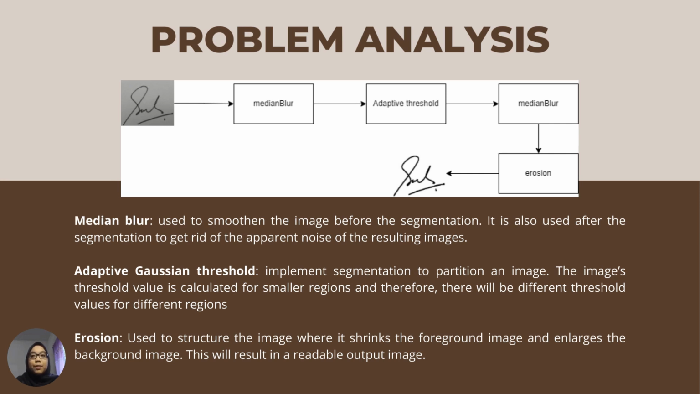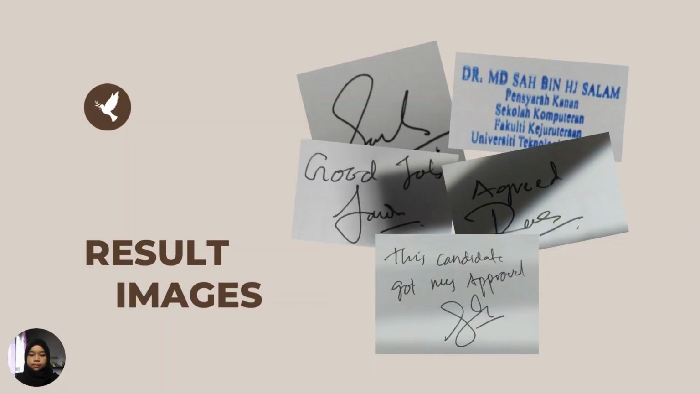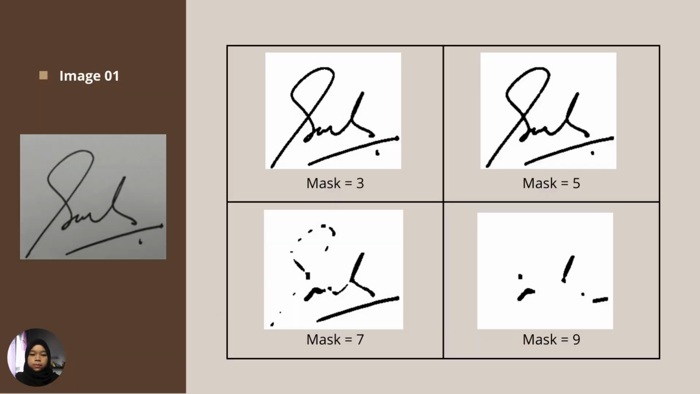Next, this is the pipeline of the process, where from the input image, we use median blur, adaptive threshold, median blur, erosion, resulting in an output image. Next, I will be presenting the result images.